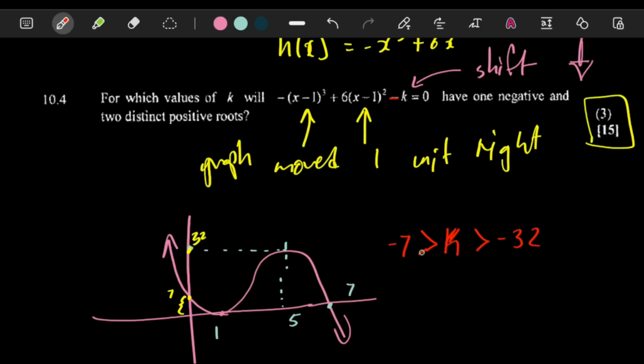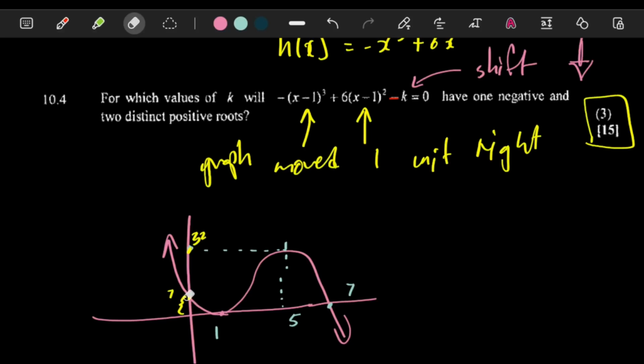So if k is smaller than negative, hold on, I don't want to confuse people. I feel like I should say this again. We have to move it a minimum of 7 units downwards.